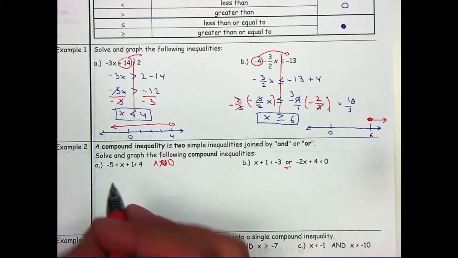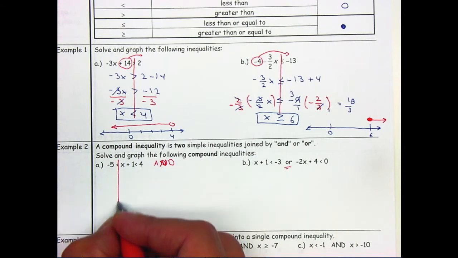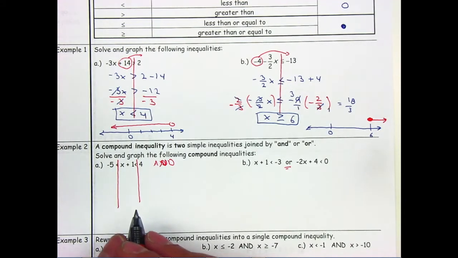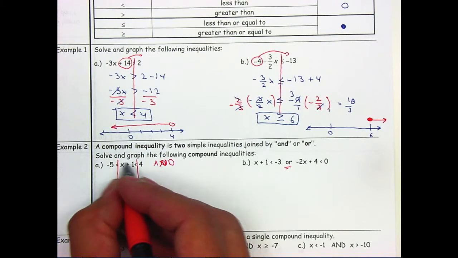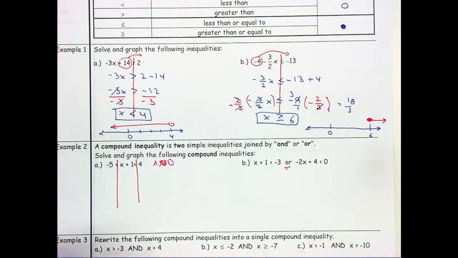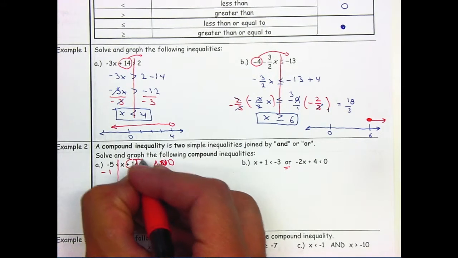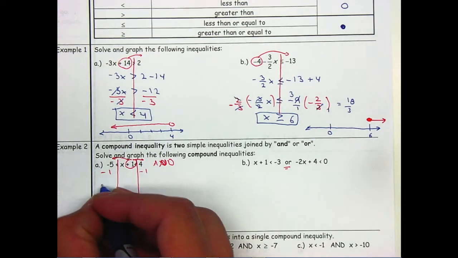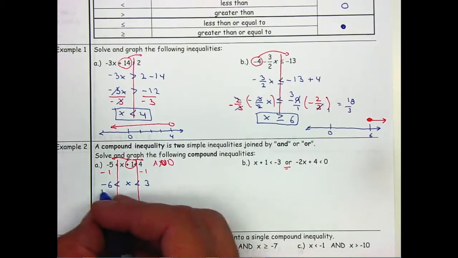To solve an AND, on example 2a, let's go and place our lines. We want to leave the x by itself. So we're going to move the 1 to the right. It's going to become a negative 1, but also to the left, it's also going to become a negative 1. On the left-hand side, negative 5 minus 1 is negative 6, less than x, which is less than 3. And we're done.